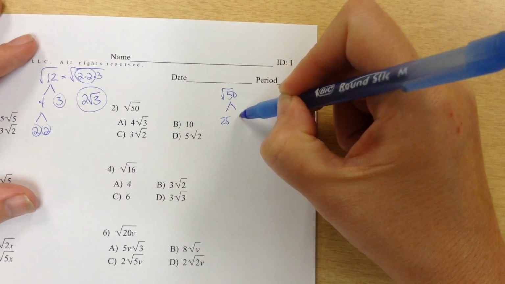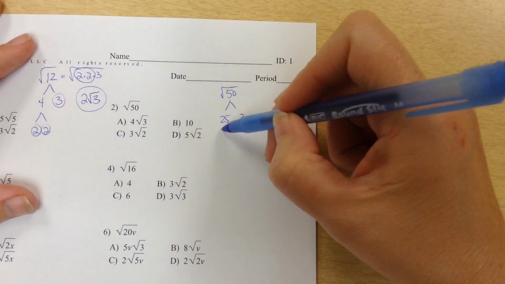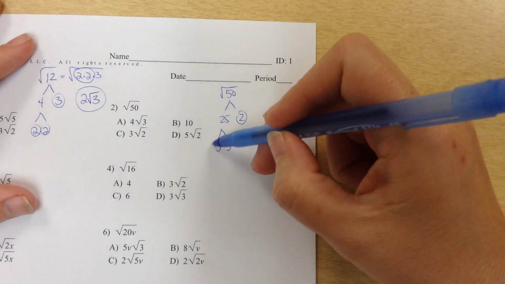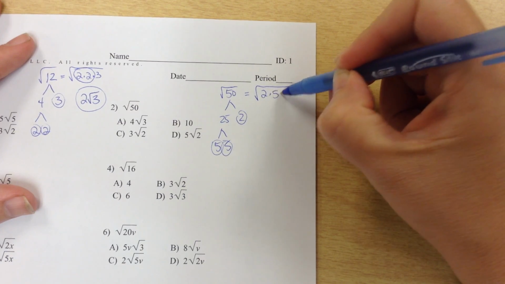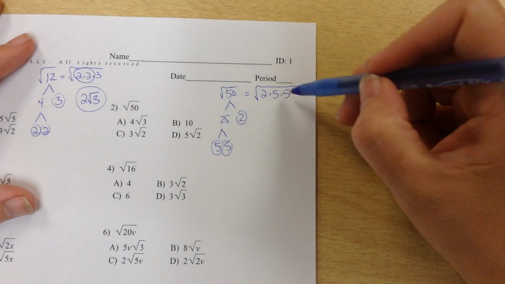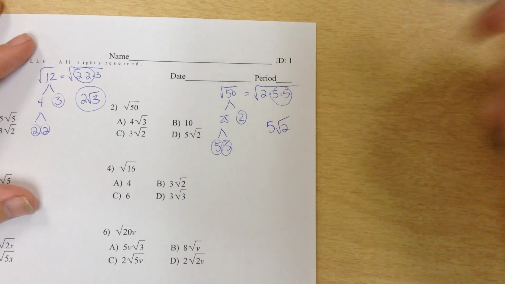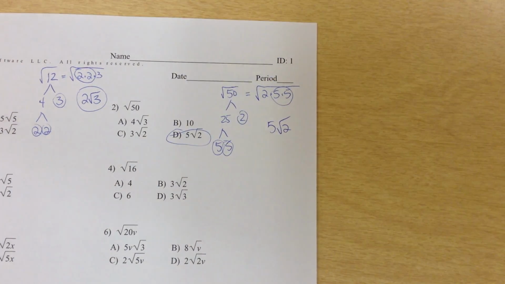Alright, number 2, the square root of 50. I'm going to break it down to 25 times 2 because that's quarters. 2 quarters make 50 cents. And then 25 breaks down to 5 and 5. So I have 2 times 5 times 5. Well, the 5's come out front, and I get 5 square roots of 2. Final answer.